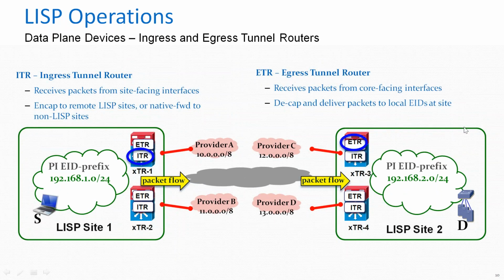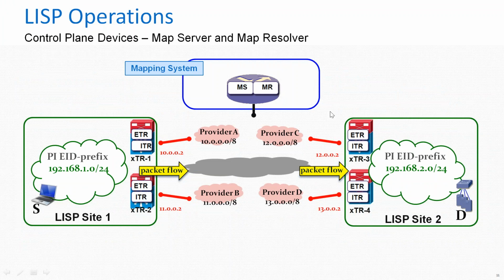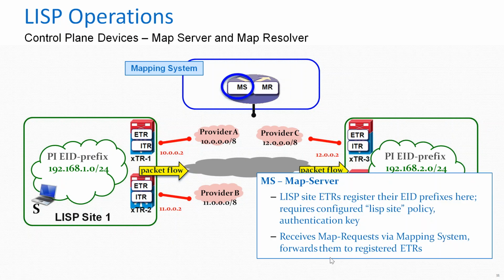Yep. So here you can see that I am doing the encapsulation and the decapsulation: encapsulation at the level of the ingress tunnel router, decapsulation at the level of the egress tunnel router. Now, where does the mapping system come into the picture? Where does my database come into the picture? Now here I have the database. Here you can see that I have the map server and map resolver. What is the use of the map server and map resolver?